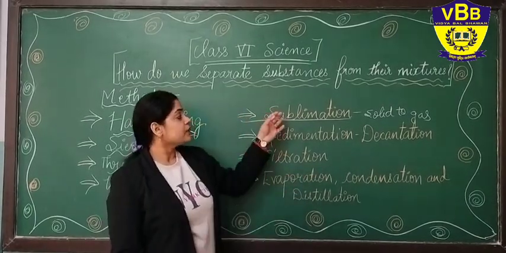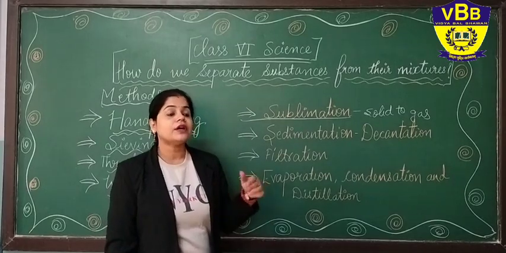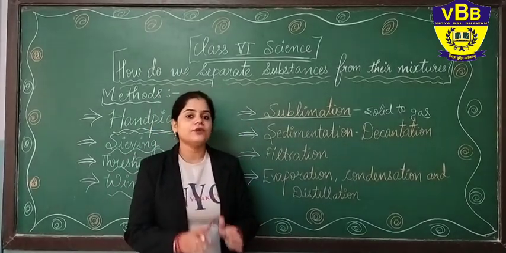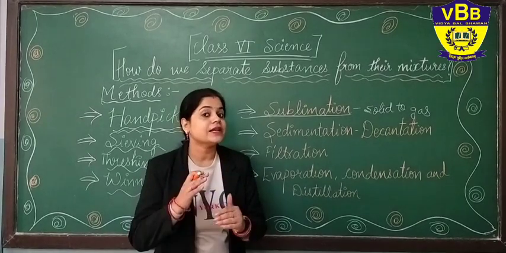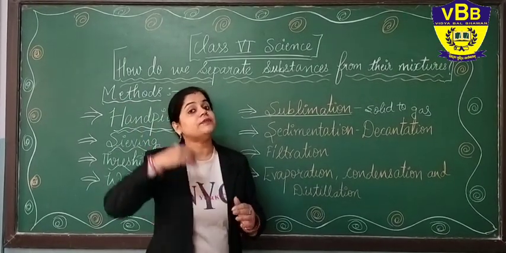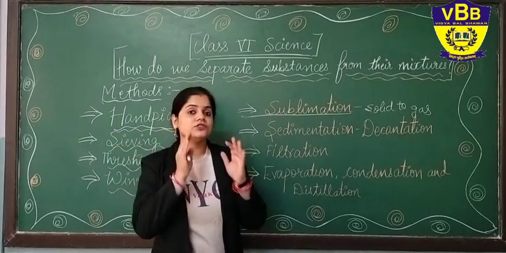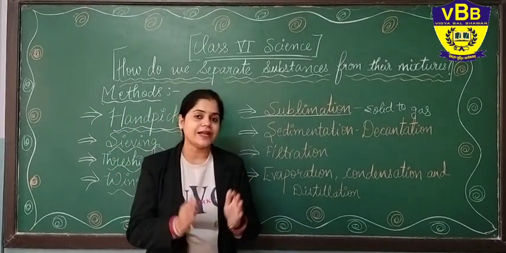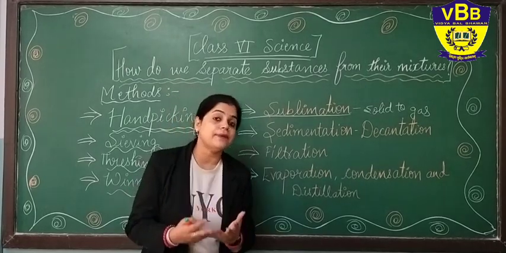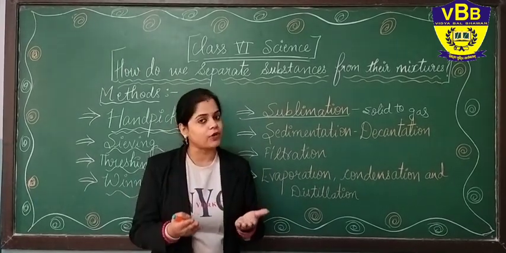Okay, so how does it happen? How can we separate? When we put the mixture of salt with camphor and heat it, the camphor will blow up and the salt will remain there. It will be evaporated, but the salt will remain there itself, and both will be separated from each other. So that's how we can separate through the sublimation process.